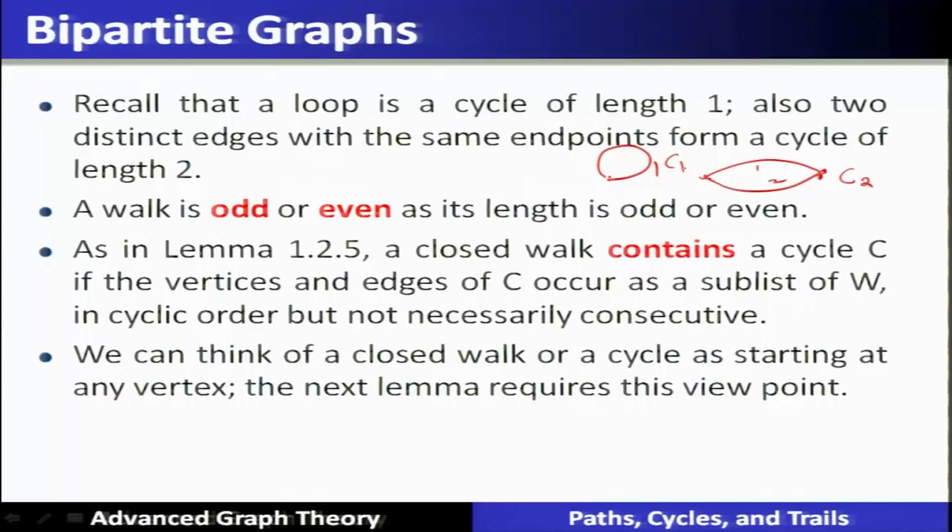Now, the walk is odd or even as its length is odd or even. So, from Lemma 1.2.5, a closed walk contains a cycle if the vertices and edges of that cycle C occur as a sublist of that walk W in the cyclic order, but not necessarily consecutive. So, we can think of a closed walk or a cycle as starting at any vertex, and the next lemma will require this kind of viewpoint.